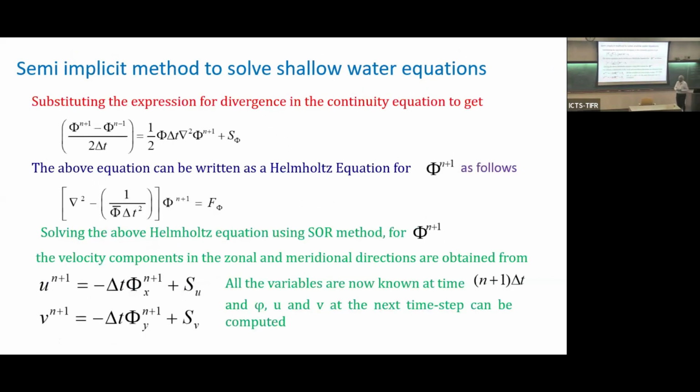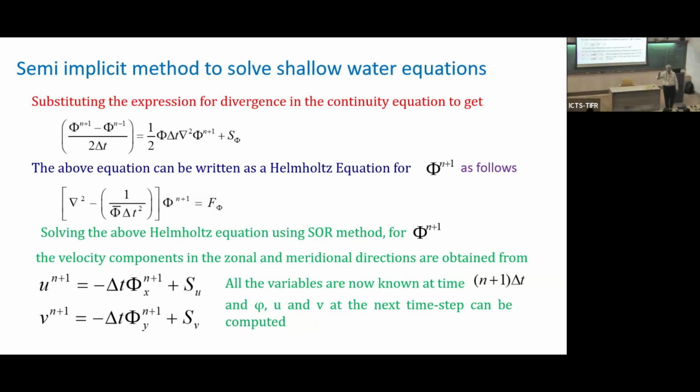However, this equation is known as a Helmholtz equation. There are very efficient relaxation methods that are available to solve it. So if I solve this Helmholtz equation, I'll get phi of n plus 1. So once I get phi of n plus 1, I can find out phi_x of n plus 1.